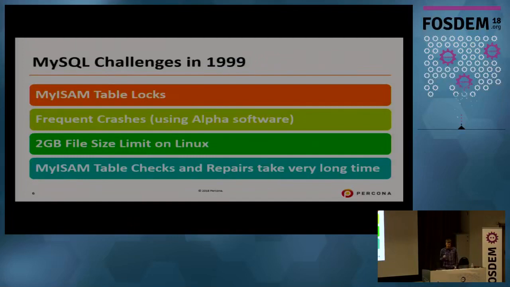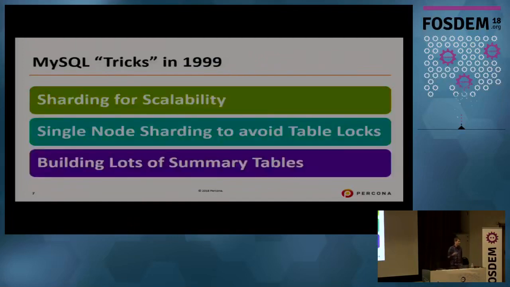And also with MyISAM, I had to face those problems of the table checks and repairs, right, taking a lot of time. Now, in 1999, we had some MySQL tricks you guys are well aware of by now, perhaps, such as we would shard to a number of MySQL nodes for scalability. And even because of MyISAM table locks, we would shard to have multiple tables and databases on the single node, right, to make those less painful. And we would have to build lots and lots of summary tables, because aggregating large amounts of data in MySQL was never quite pretty.